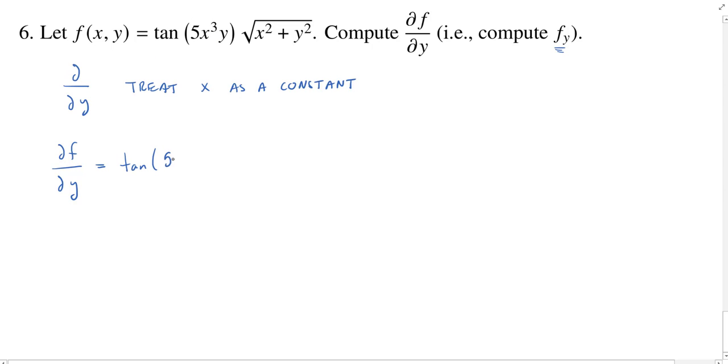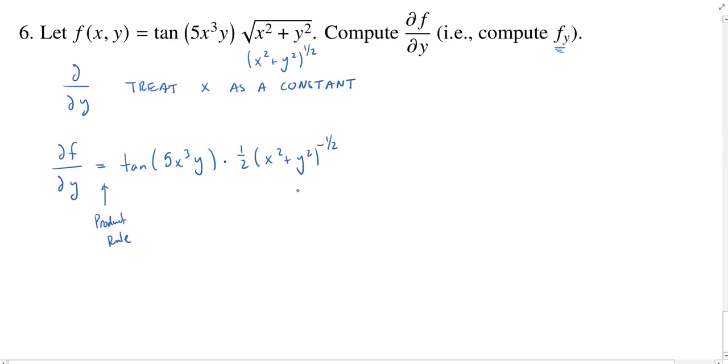So tangent 5x cubed y. Mind you, here we're using the product rule. Now I need the derivative of the second factor, and I'm going to rewrite this up here because I struggle taking derivatives when there's a square root sign or any sort of a radical, and I much prefer when we write it in exponential notation because it helps me use the power rule. So when I use the power rule on this, I'm going to get 1/2 times x squared plus y squared, and then I have to decrease by 1 in the exponent, so I get negative 1/2.